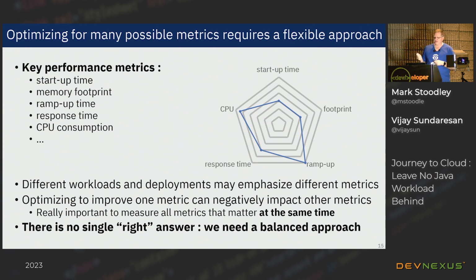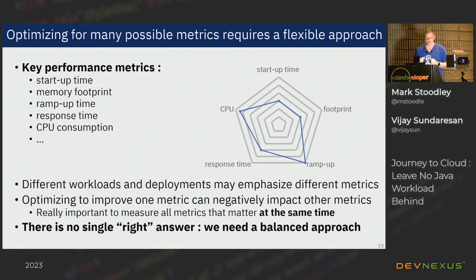And the point that I'll make is that optimizing to improve one of these metrics often means you have to negatively impact other metrics. So there's no free rides here. You can't just say, I want everything to be better and get it very easily. It's a very tough process to get there. And we're going to show you the process that we've gone through to try to push out on all of these metrics to make all of them better. But it's really the case that there's no single answer here, and we need a very balanced approach.